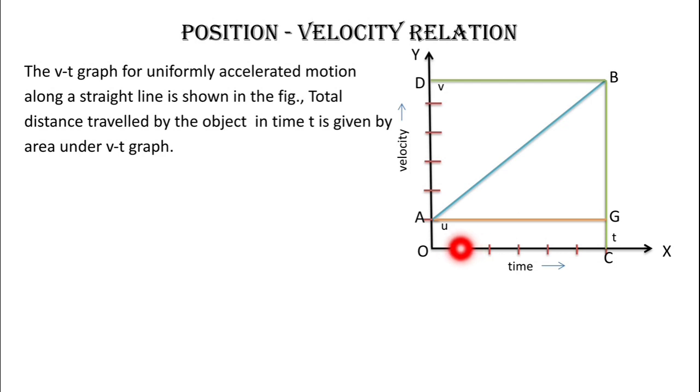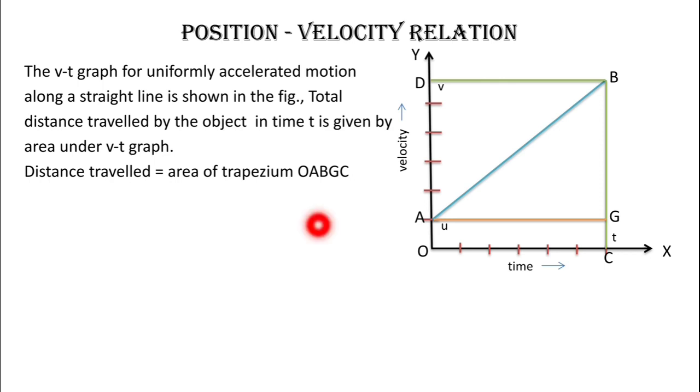Now students, you know the area under the velocity time graph gives us the magnitude of displacement or distance covered by the object. So the area of trapezium OABGC gives us the magnitude of displacement. Hence we can write, distance travelled is equal to the area of trapezium OABGC. Now see students, in this trapezium, OA and BC are the parallel lines and OC is the perpendicular distance between them.